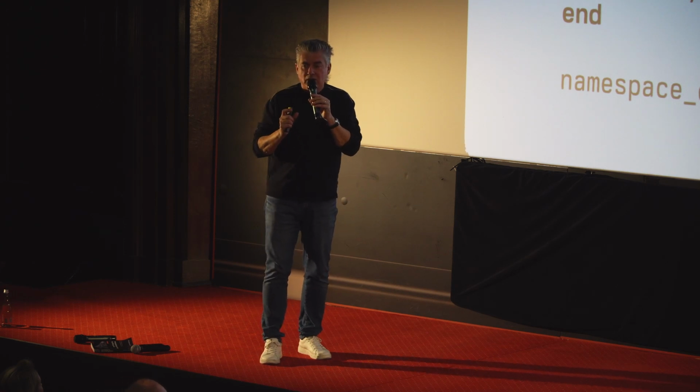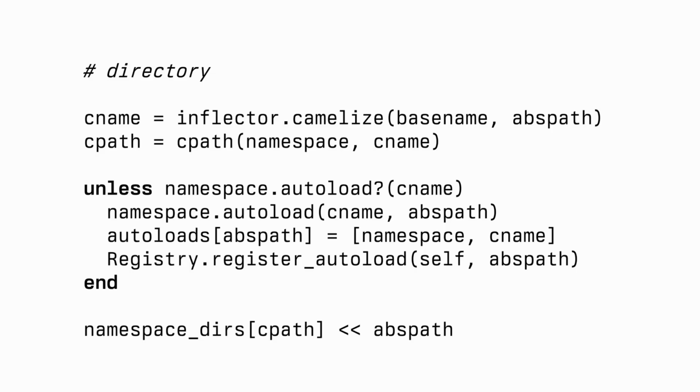Now, in the case of a directory, it's a little bit different because that represents a namespace, all right? So same thing, we camelize the name. So from admin, we get admin capital A. And then we compute the constant path that constant name represents at that point in the project. Since we are at the top level, the constant path is still going to be admin capital A.